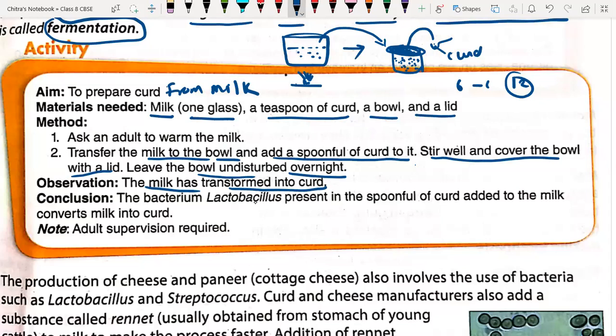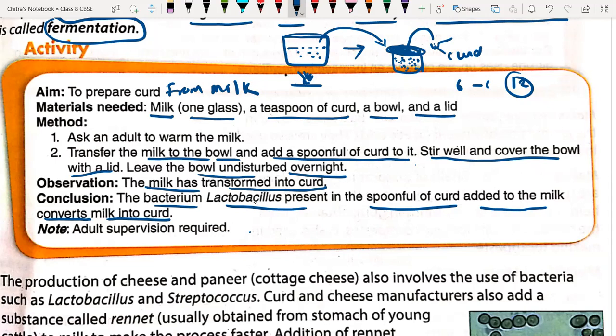What is the conclusion? The bacterium lactobacillus present in the spoonful of curd added to the milk turns milk into curd. How? The lactose sugar present in milk is converted into lactic acid, and in the presence of the acidic medium, the casein protein present in milk undergoes coagulation, due to which the milk becomes hard and semi-solid. This is nothing but the curd.